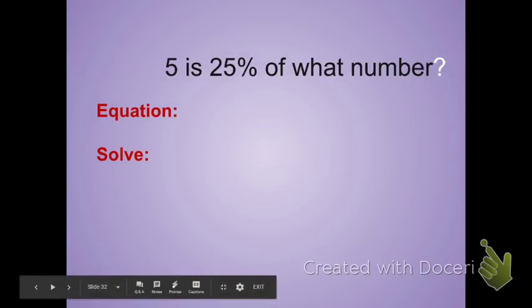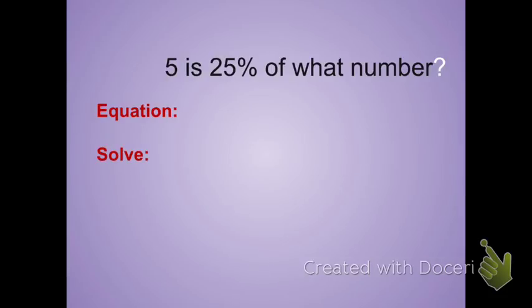All right, let's do the next one. 5 is 25% of what number? Okay, so let's start with the 5. We're just going to write it down. Is means equals. 25% should be 0.25. Of means times. And what number is x? Okay. Now this one comes out looking like this, where the numbers are not next to each other, so we're not going to multiply them. We're going to use opposite operations to get rid of that 0.25.